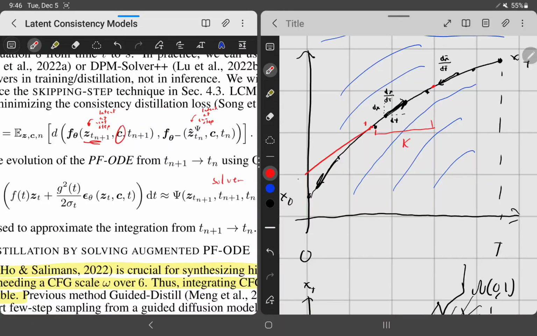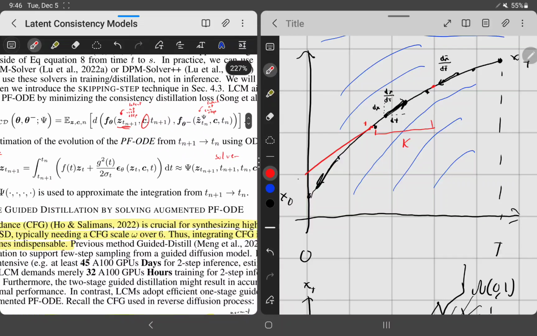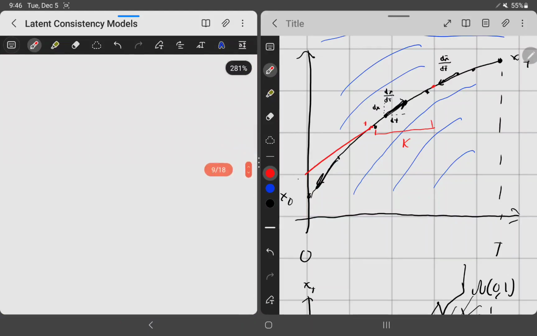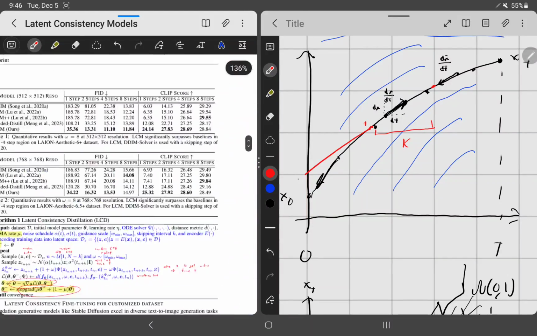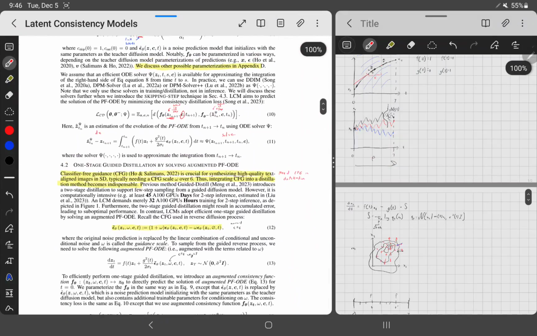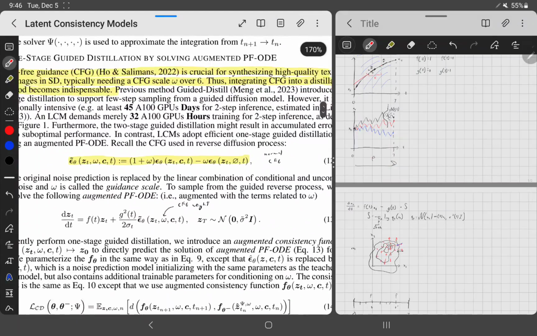And also you can add conditioning. So condition on an image or condition on some text, and that's it. It's the same thing, basically. And you can also add classifier-free guidance. If you've seen classifier-free guidance before, it's pretty easy to add.